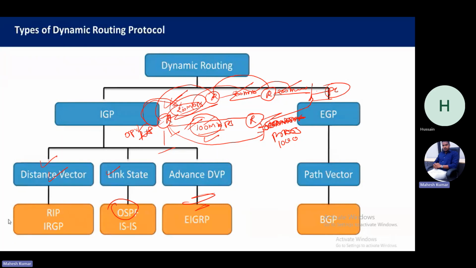OSPF will consider this as the highest one only because the directly connected link is 200 mbps and the directly connected second one is 100 mbps. So only directly connected links it will consider for the best path. Got it? Yes, got it.